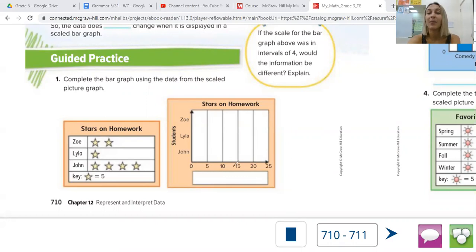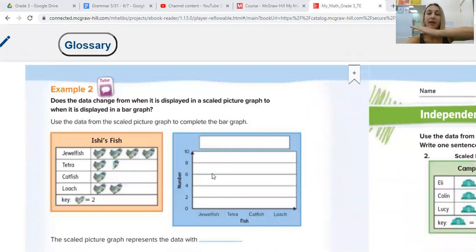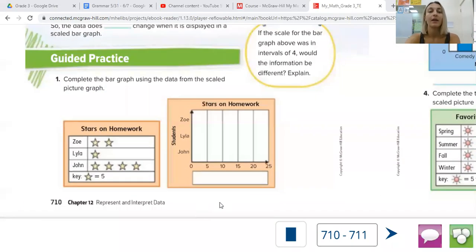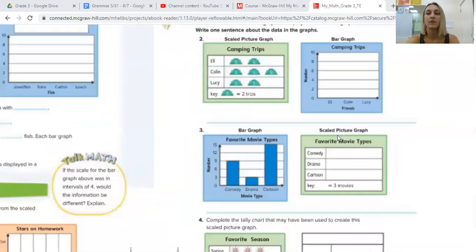So that all depends on where the numbers are. If my numbers are along the bottom here, it's going to look like this. If my numbers are on the side, it's going to go up like this. Okay? Then everything else from here will stay the same. Notice our scale is the same. Our key says 1 star equals 5, and then they counted by 5s on here. Our title is the same. You just need to draw the bar graph. All right. Keep on moving.